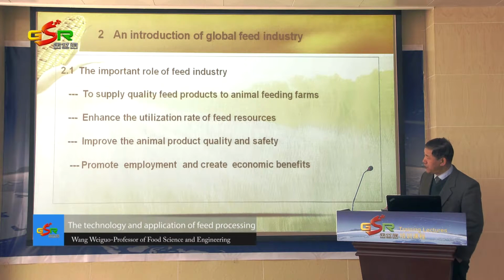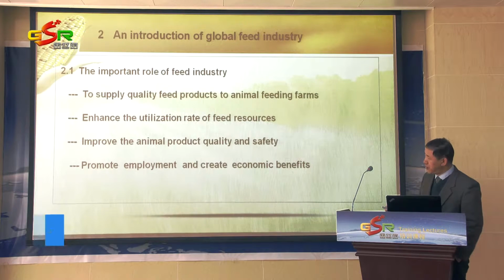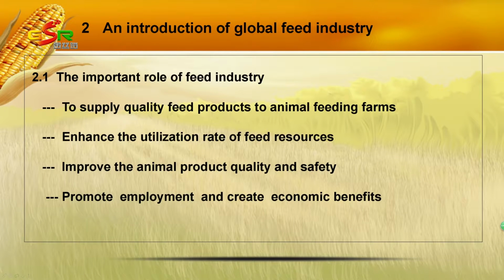And the next one is to improve the animal products quality and safety through a whole chain quality and safety control. We can control the feed safety and further control the animal product safety. Last one is to promote the employment and create economic benefits that can promote the growth of the national or international economy.